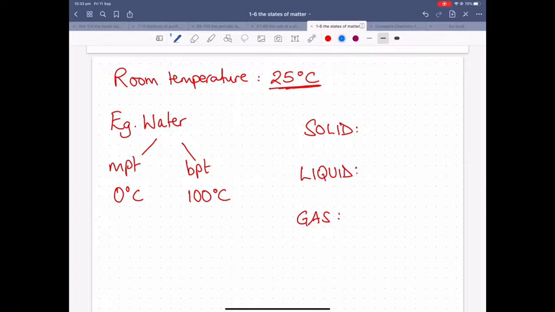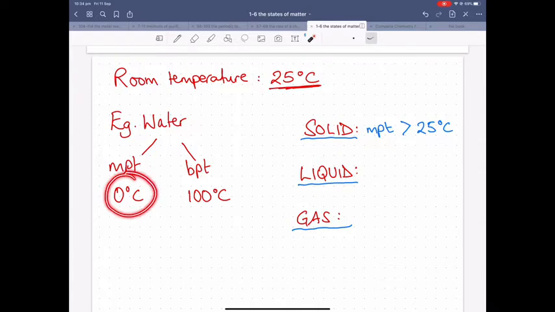So coming back to when is a substance a solid at room temperature? When its melting point is higher than 25 degrees C. So the melting point is greater than 25 degrees C. Now, let's look at water. Is the melting point higher than 25 degrees C? No, it's not. It's below 25 degrees C. So that's why it's not a solid at room temperature.